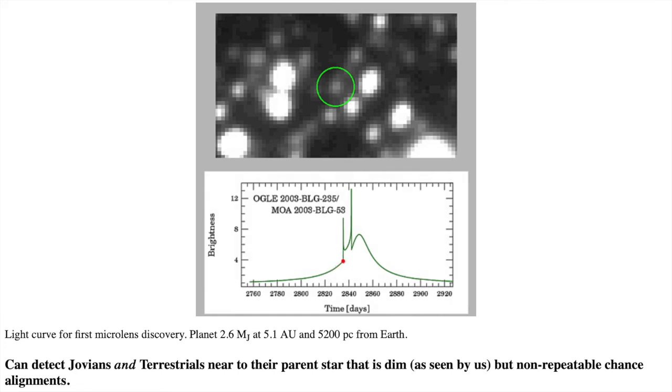The microlens events are due to chance alignments that are not repeatable. So the technique is good for helping us build up statistics of general properties of planetary systems, rather than giving us a lot of details about a single particular system.